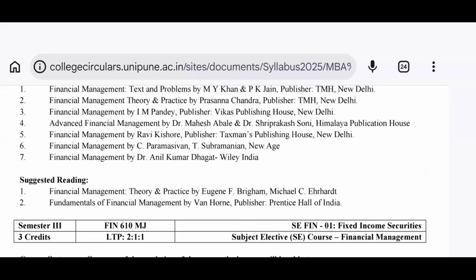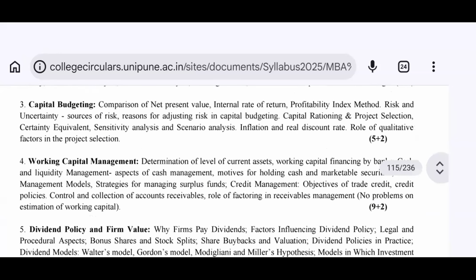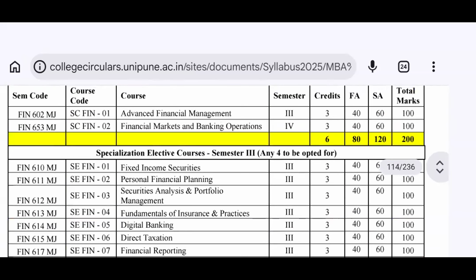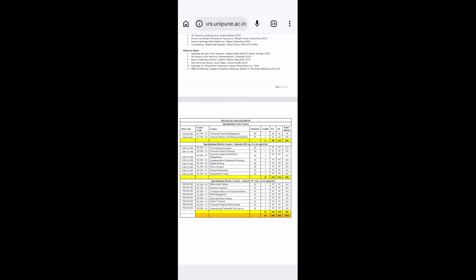In that, if feasible, please read Fundamentals of Financial Management by Van Horne, because this book is considered very liberal in its language, and they talk about what core finance is and how you deal with that finance. So overall, this is the syllabus you are going to study for your examinations. So far, any doubt about the syllabus or anything you would like to ask?